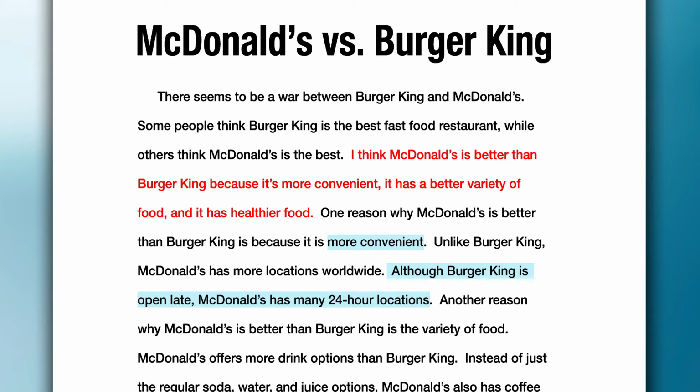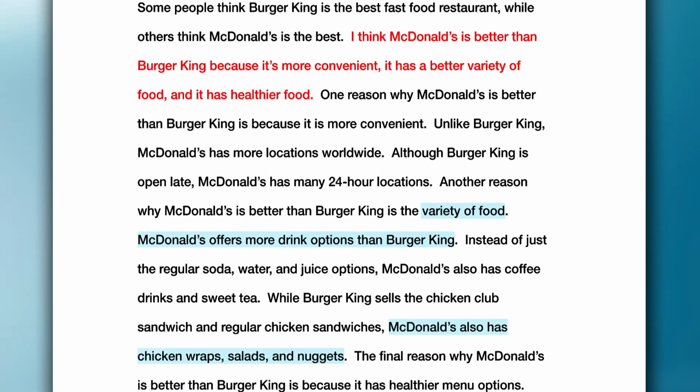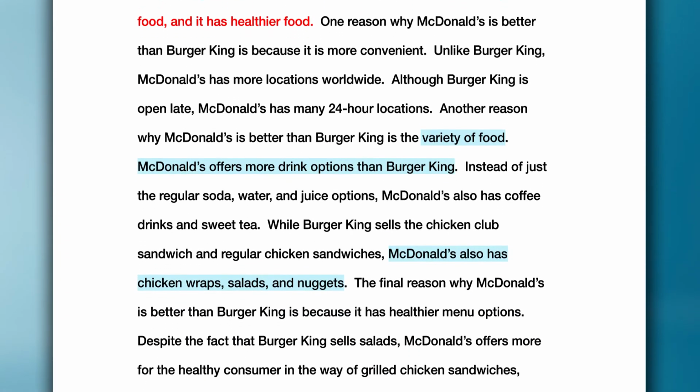The next major detail is the variety of the food. We used 2 supporting details for this major detail: the better varieties of drink options and chicken options that McDonald's offers. Note the transitions. I start off the second sentence with the transition, one reason, for the first major detail, and the next sentence with the transition commonly used in contrast paragraphs, unlike. Although is another transition that we use in the next sentence. Other transitions are instead and while.